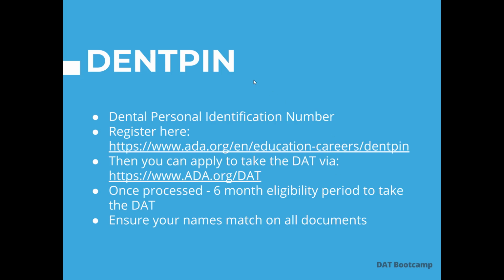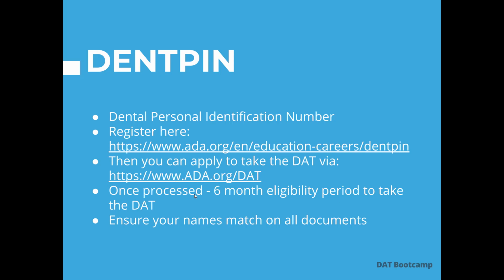So how do you get registered for the DAT? Firstly, you want to get what's called a DENT PIN, and that's your Dental Personal Identification Number, and you can register for that right on this website on the ADA. After you register, you can then apply to take the DAT via this website on the ADA. And this process of verification to apply takes a few days.